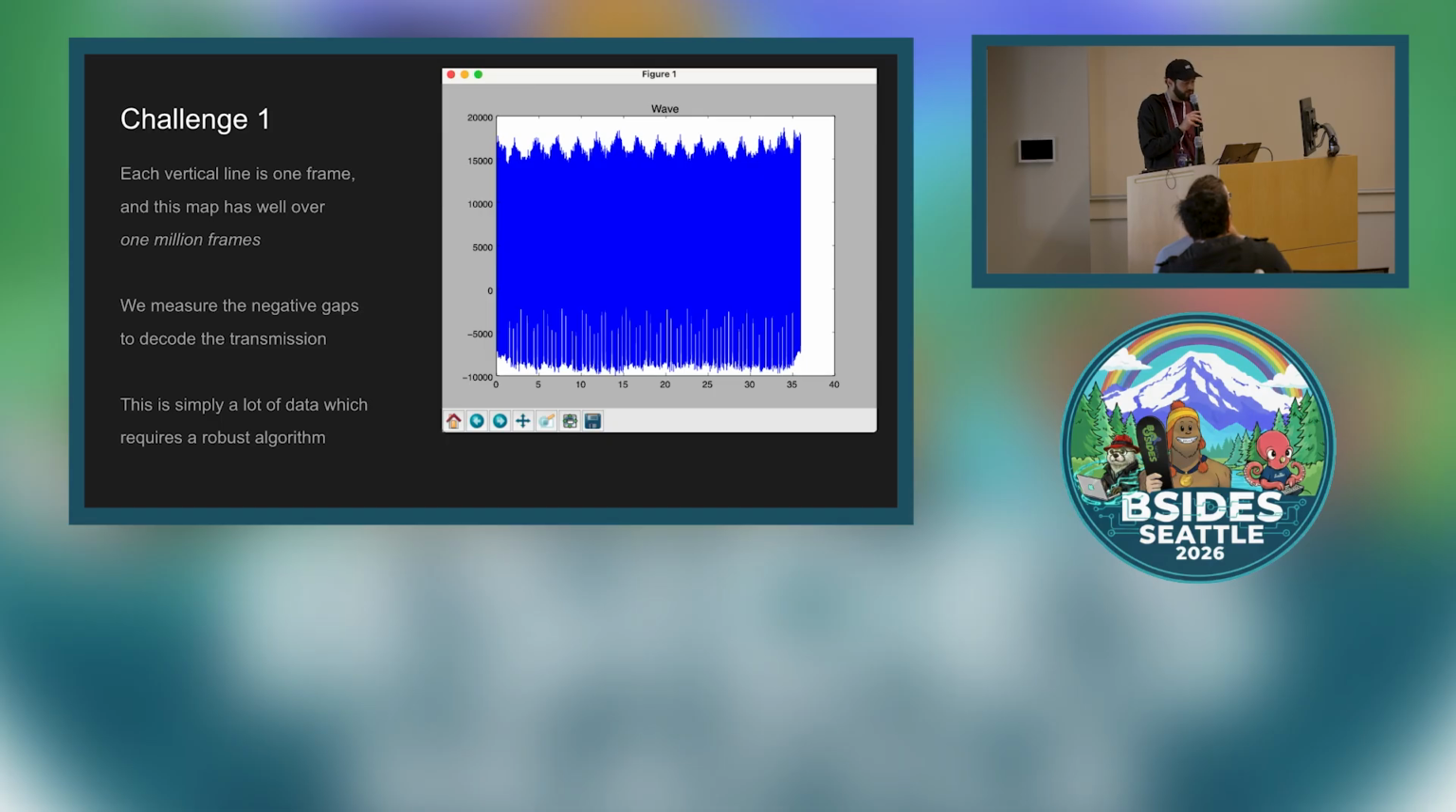This is not something that's particularly trivial to decode just by hand. You need some kind of algorithmic way to do this. And this actually says tasty food 7. So that's all we transmitted. All of this data, all those 1 million frames to transmit tasty food 7, no space, no caps.